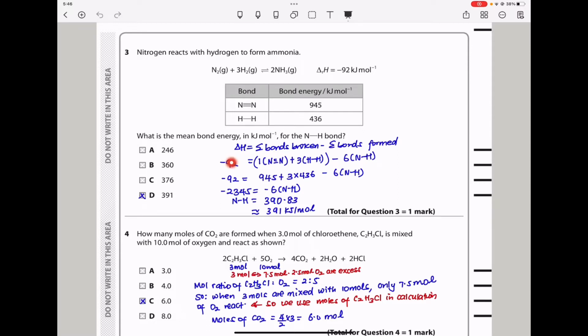So in this case, negative 92 should equal 1 nitrogen-nitrogen triple bond, which is 1 times 945, plus 3 hydrogen-hydrogen bonds, which is 3 times 436. However, we know that each ammonia has 3 hydrogen-nitrogen bonds. And in total, since we have 2 ammonias, we're going to have 6 nitrogen-hydrogen bonds, and that is what I showed here. So substituting for this and that and making this the subject, a single nitrogen-hydrogen bond has 390.83, and the closest answer is 391 kilojoules per mole. Therefore, D is our answer.